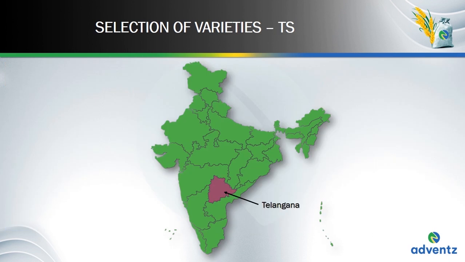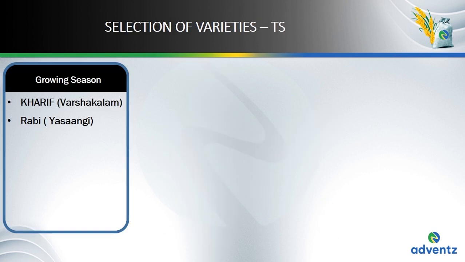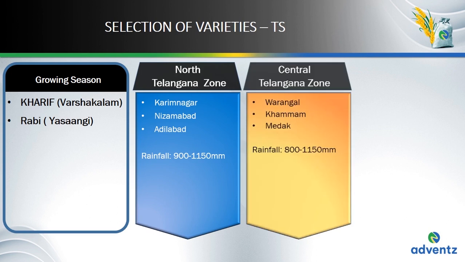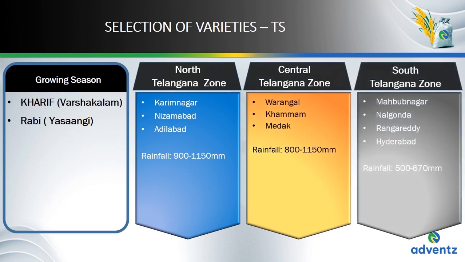Now we study similar varieties for the Telangana state. For the Telangana state, we only have two growing seasons, which are Kharif and Rabi. Kharif growing season in the Telangana state is Varshakalam and Rabi growing season in Telangana state is called Yasangi. And we have three areas that Telangana state can be divided in, which are North, Central and South.